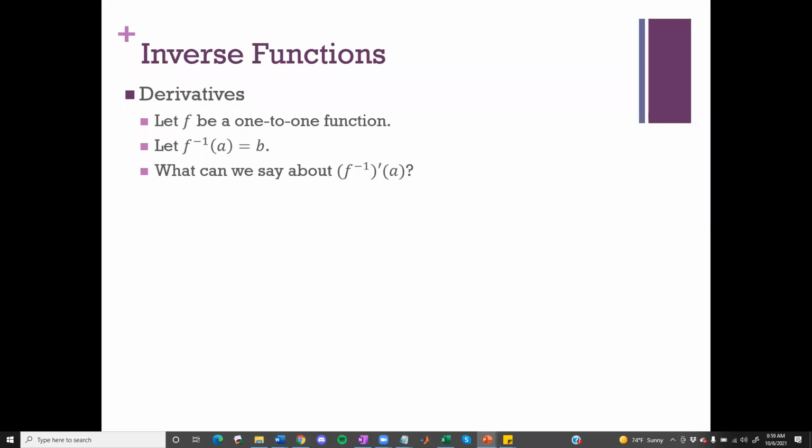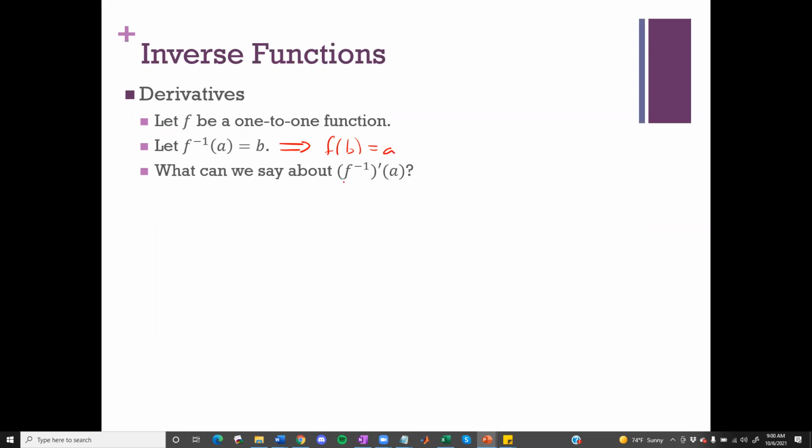All right, so if we let f be a one-to-one function, and let's say we have a point on the inverse, (A, B). So first of all, what can we say about the function f? If we have f inverse of A is equal to B, then I can say this is true: f of B is equal to A. So we'll use that fact a little bit later.